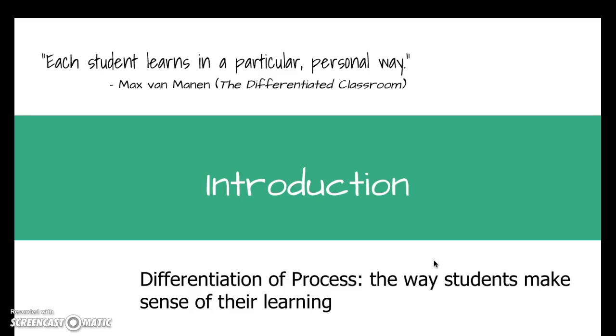Differentiation, as we know, can take multiple forms: content, process, product, affect, or learning environment. Today we will view assistive technology to differentiate the process, or the way in which students make sense of their learning. Specifically, it will focus on students with cognitive impairment. These students may have reduced attention, lack of organization, and trouble learning and remembering new information. I'll be sharing a few types of technology which can support students with organization and study skills.